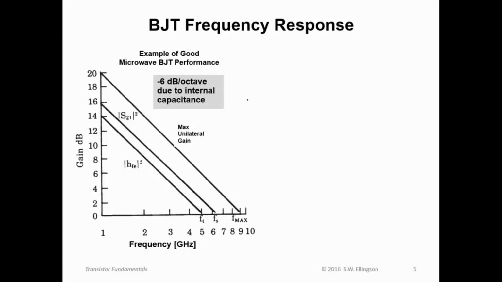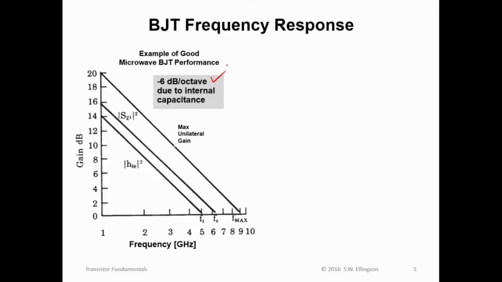It's useful to know something about BJT frequency response. You may know or not know that the realizable gain of a BJT decreases with increasing frequency. Now we know already that there are many ways to define gain, but it really doesn't matter which definition you use. In all cases, that gain decreases with increasing frequency. The main reason for this is due to internal capacitance inside that transistor. That typically accounts for about a 6 dB per octave decrease.